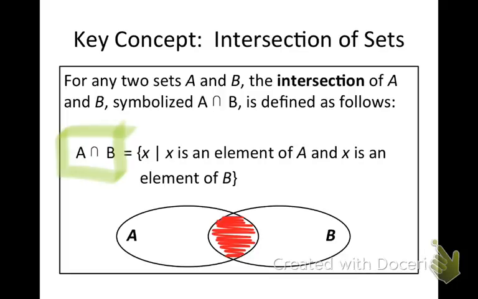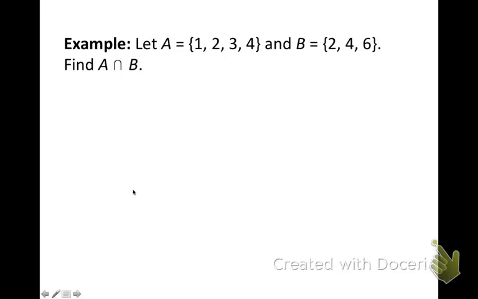Are you ready? Okay, so we're going to give you two sets. We're going to let our first set A be the solution set of 1, 2, 3, 4. Those are nice numbers. And we're going to let B be the solution set 2, 4, and 6. And you're going to be asked to find A intersection B.